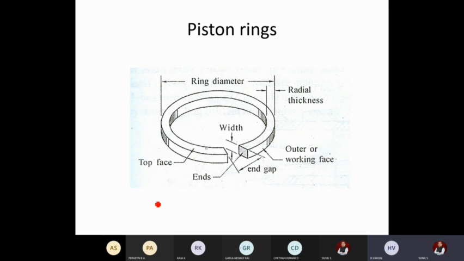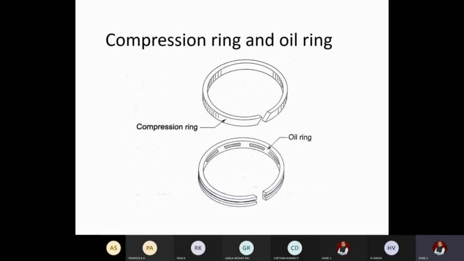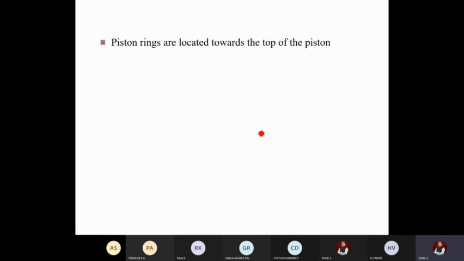In this sketch, you can see the difference between the compression ring and the oil ring. A compression ring is a plain ring with the same structure, whereas the oil ring has certain holes to drain out the oil. If any oil comes and locks, it can be sent out. So this is just a difference. Piston rings are usually located towards the top of the piston. You have seen in the piston sketch, at the top three ring locations will be there. There you can fit in these rings.